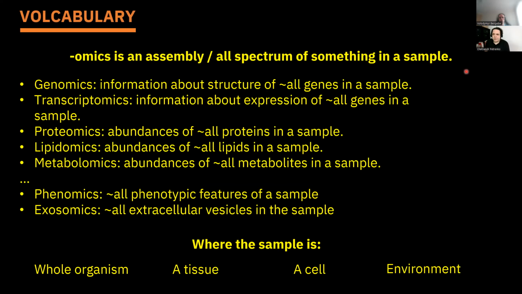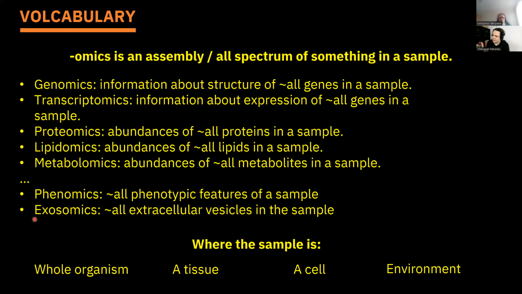And before I move forward, it's important to obtain this vocabulary, which is basically any word you can imagine in biology and in omics, which in principle is an assembly or spectrum of something within a sample. And this something can be, for example, genomics, which is information about the structure of all genes, approximately all genes, in your sample or organism or environmental setup, whatever you're looking at. Transcriptomics, meaning all transcripts or all products of expression of certain genes. Proteomics, meaning all the proteins, lipidomics, all the lipids, and so on. There are many of them.